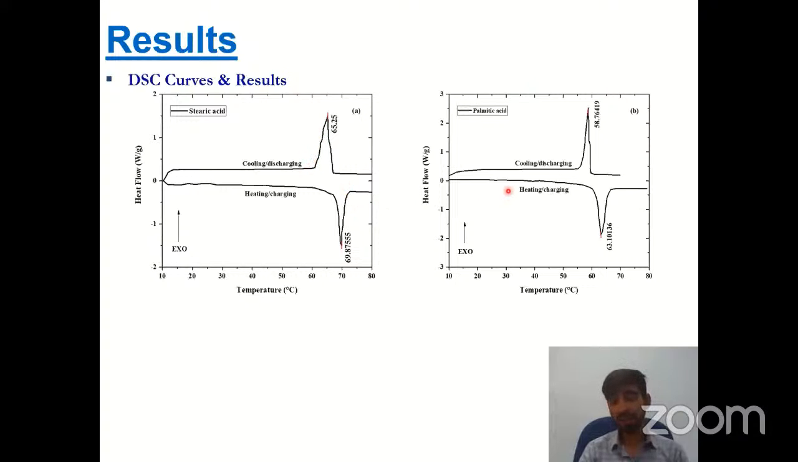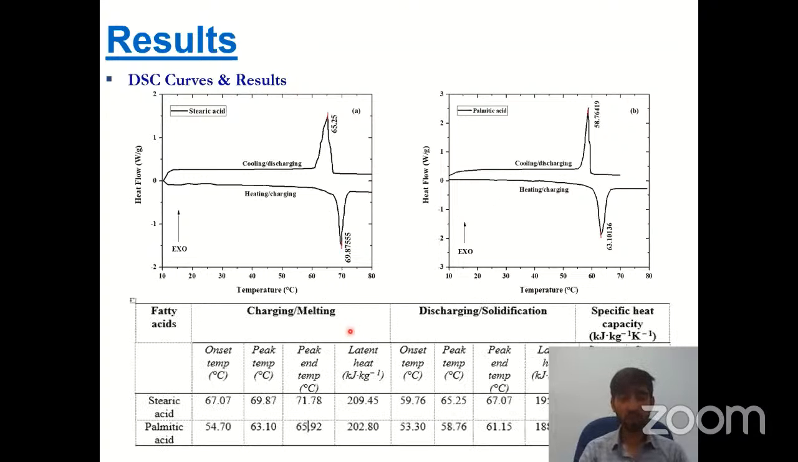In this way, the data we obtain from this graph is presented in the form of values here. These are for stearic acid and palmitic acid, with the corresponding charging and discharging values like onset, peak, and end temperature, and then we calculated the latent heat of each by using the DSC software. The formulation behind this DSC software is the area under the curve. Then we calculate the latent heat.